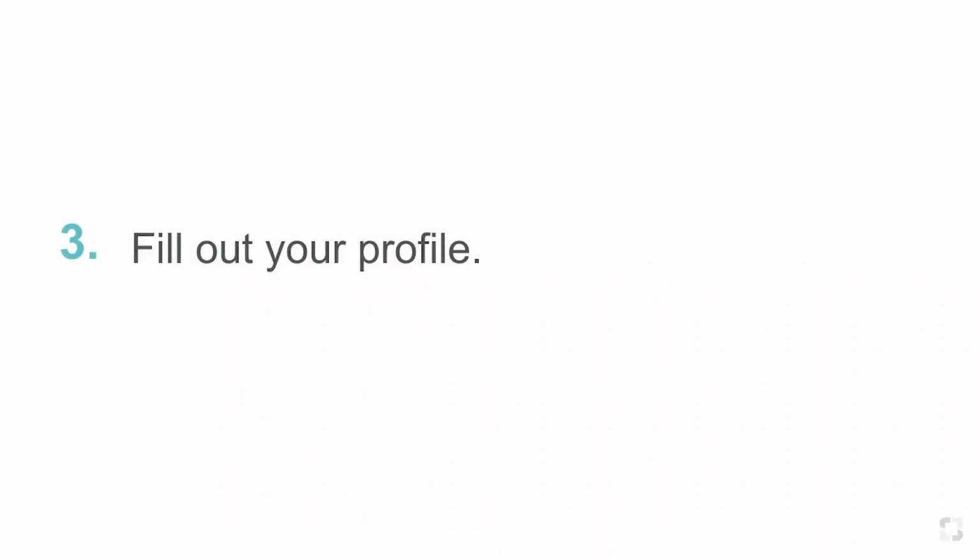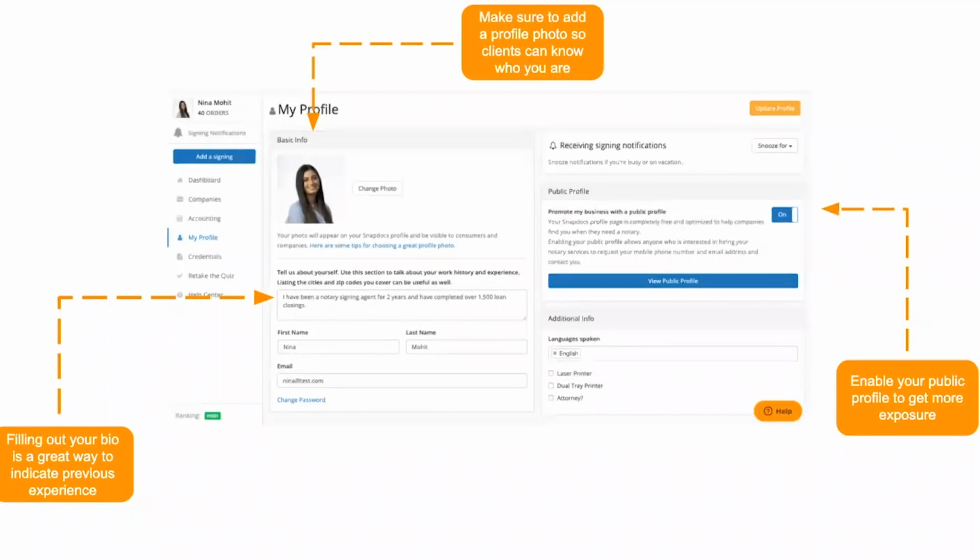So you'll be prompted for a lot of this information when walking through the account creation process, but if you ever want to go back in and make sure that everything's been completed, you can always navigate to your My Profile page in your account. And there are 3 things we definitely recommend making sure are filled out on this page. The first is we always recommend notaries to upload a photo of themselves.